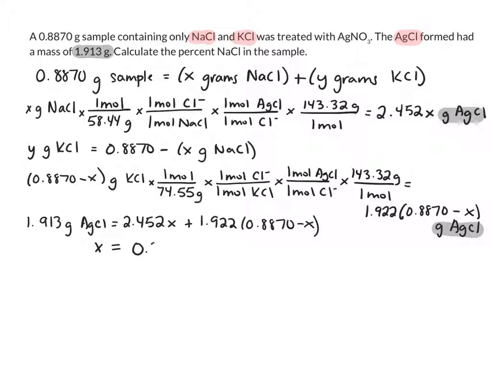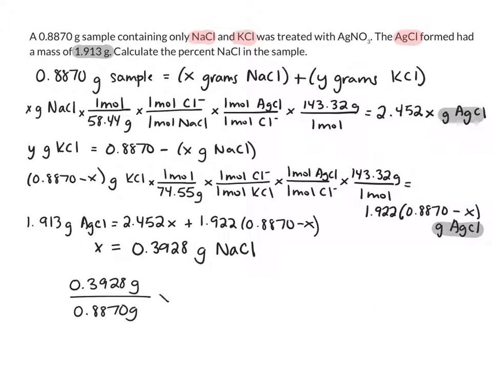So x is 0.3928 grams of sodium chloride. Right? The hard part is done. I finally got to my grams of sodium chloride. Now if I want to find percent mass, I get 0.3928 grams, that's my sodium chloride, over the mass of the sample, 0.8870 grams, times 100%, and it is 44.3% sodium chloride.